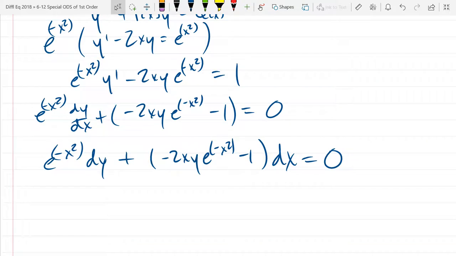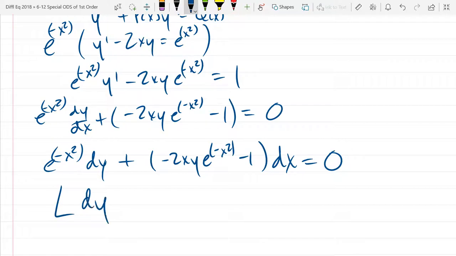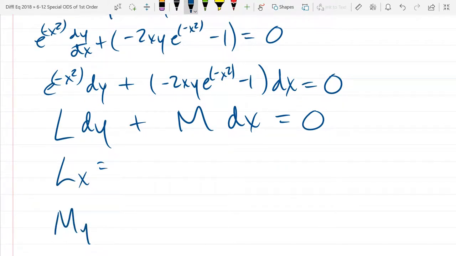So check exactness right now. We should be looking at an exact ODE. I did use P and Q, so we'll go with L and M. I need to check L sub x, and hopefully that equals M sub y. I want you to check both of these right now. Take a derivative. It's important you check these because if I messed up on computing my integrating factor, it'll be obvious here. You don't want to keep going if you made a mistake.